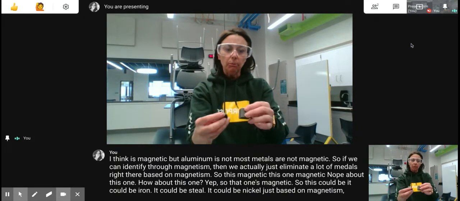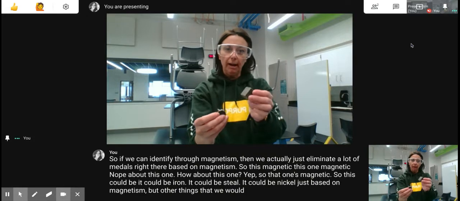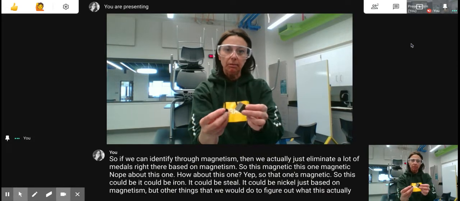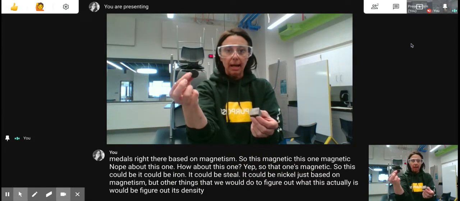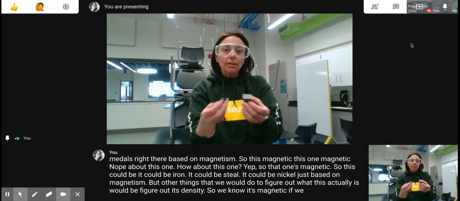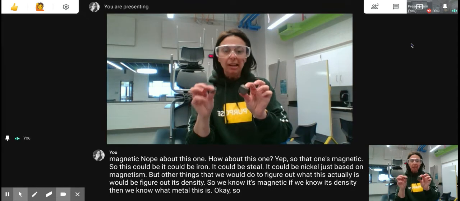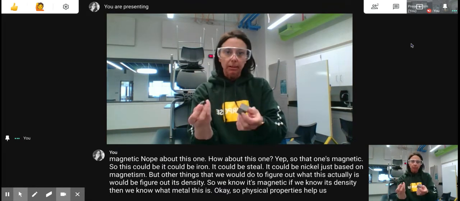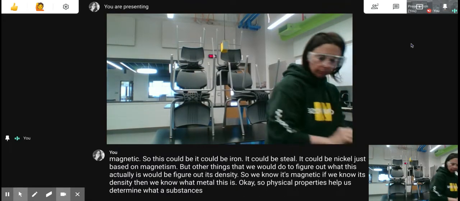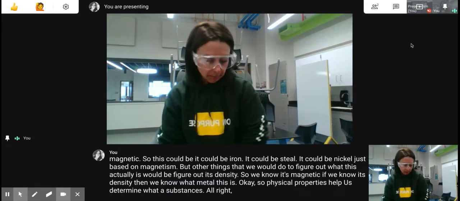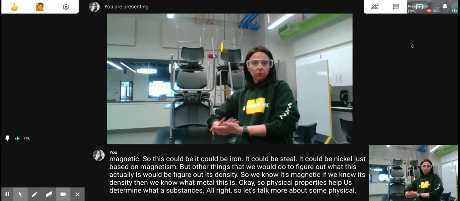But other things that we would do to figure out what this actually is would be figure out its density. So we know it's magnetic. If we know its density, then we know what metal this is. Okay, so physical properties help us determine what a substance is. Okay, all right. So let's talk more about some physical or chemical changes.